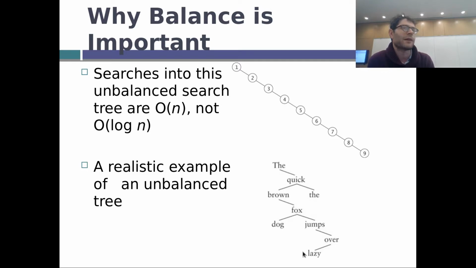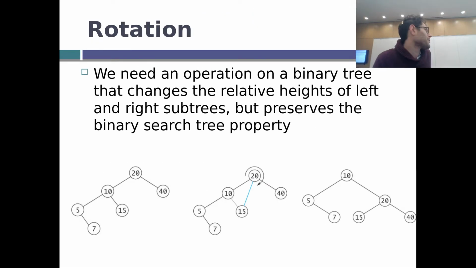So what we need is some operation. What these self-balancing search trees use is an operation that fixes our binary search tree when these situations occur. And the operation is what we call a rotation. It's a bit tricky, but fortunately there are very pretty diagrams. I'll go through what the slide has first, and then we'll see what the Wikipedia page has. What it does is change the relative heights of your left and right subtrees, but it preserves the binary search tree property.